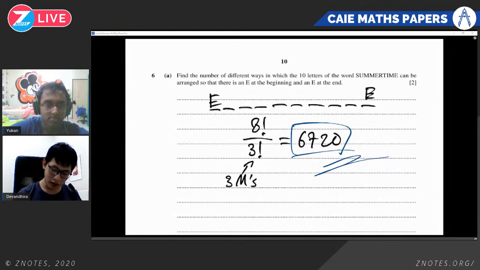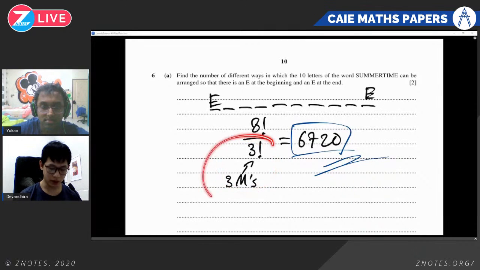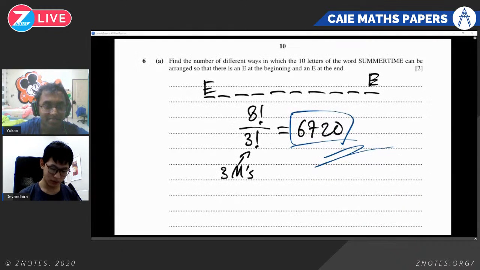There are 3 M's here. That's a repetition of letters. Because there are 3 M's, you have to divide by 3 factorial, which is what I wrote here. Then you can just put that in your calculator, and you get 6720. Is it correct, Yugen? Yep, that's right. You going to add anything?